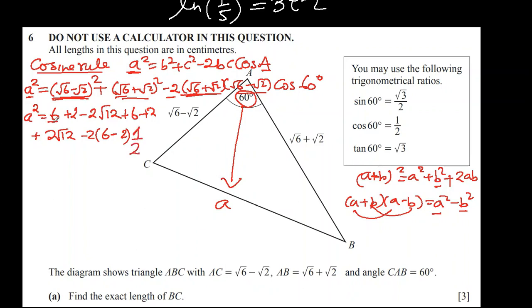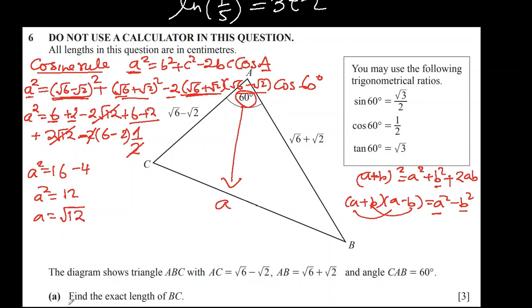Alright, let's see. 6 plus 2, 8 plus 8, 16. Minus 2 square root 12 plus 2 square root 12 cancel out. This 2 and this 2 also cancel out. We're left with minus this one, 4. So a square rather is 12 and a is square root 12. Length cannot be negative, so I'm not taking the plus minus root. It will be positive square root 12. That is the length of a.